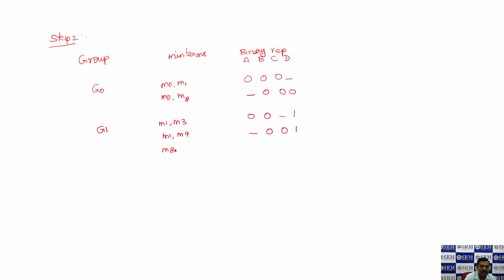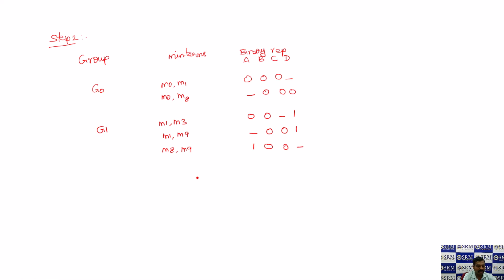So M8 with M9, it's actually first bit is 1, second bit is 0, third bit is 0, and the fourth bit is hyphen. Right? Okay. So M8 can be compared with M9. So this belongs to group 1. Okay.